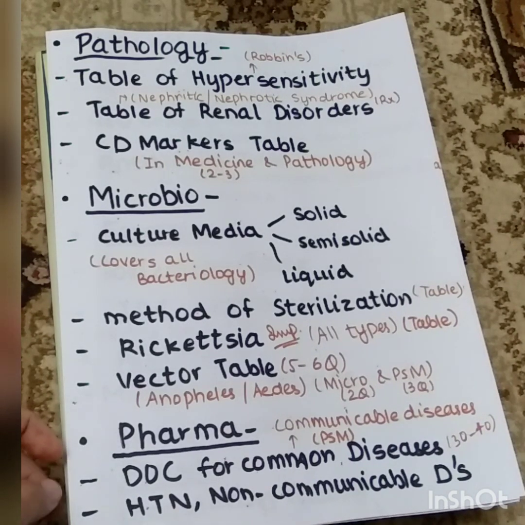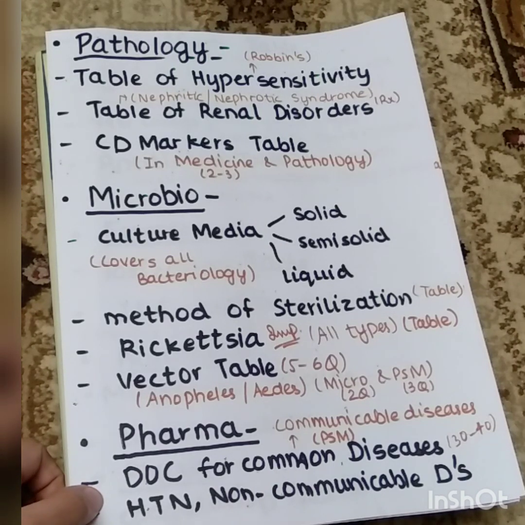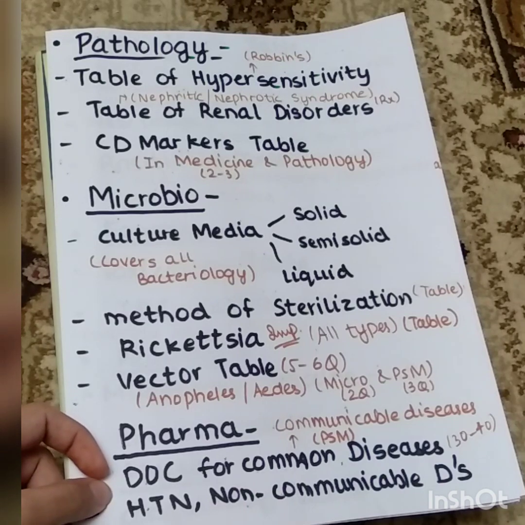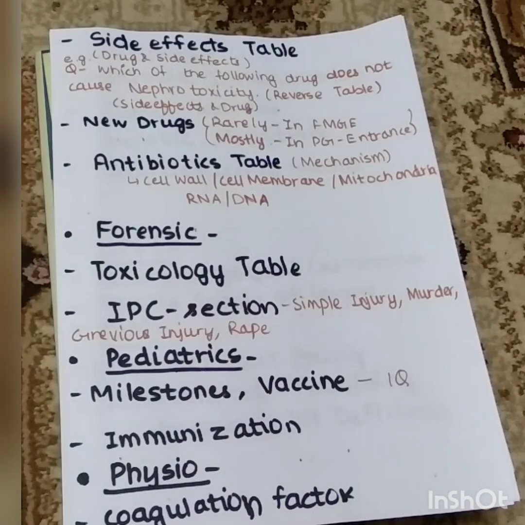Next subject is pharmacology. In pharmacology, drug of choice for common diseases, and you can also watch my videos of drug of choice. I already uploaded. Drug of choice for communicable diseases, PSM diseases, hypertension, non-communicable diseases. Table of side effects, drugs and side effects. You have to prepare in reverse table, side effects and drug.